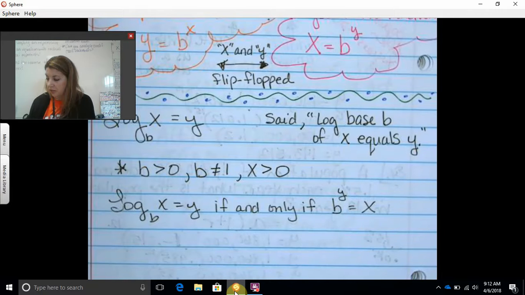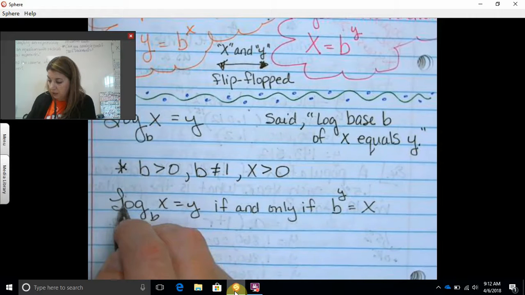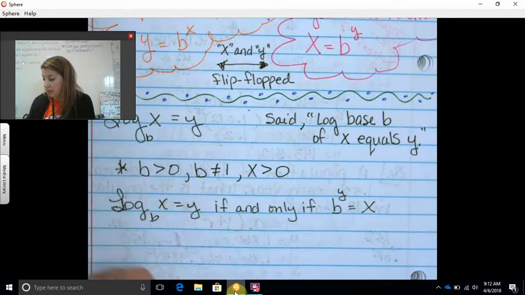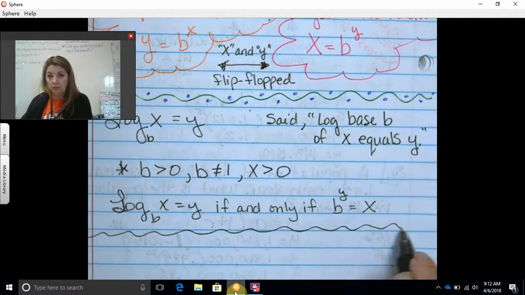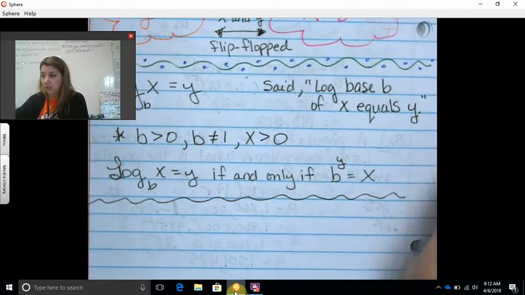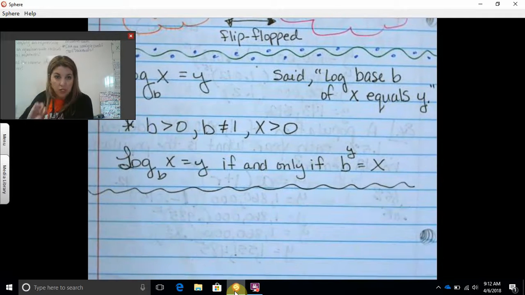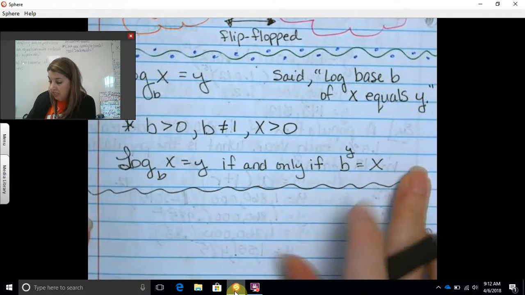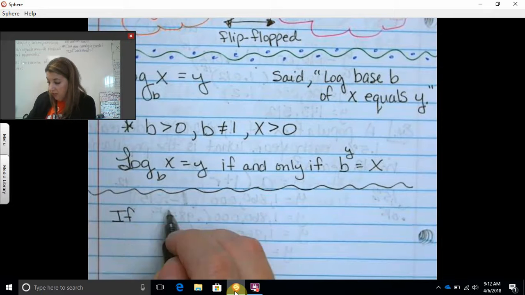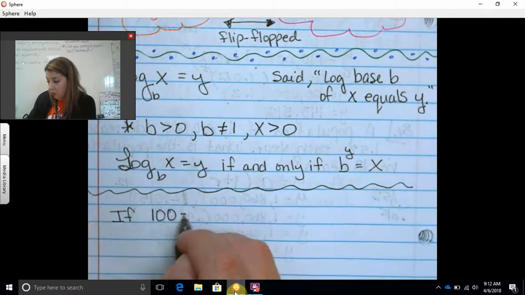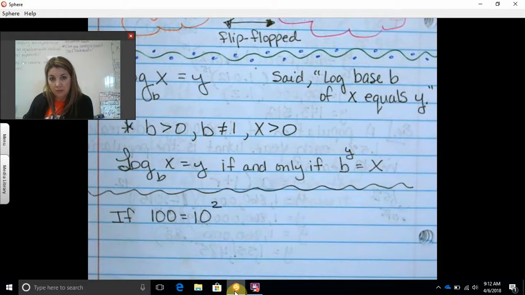So I know that looks kind of crazy right now, like what in the world are we getting into? But really, I like logarithms. They're not that difficult, and they're pretty helpful. So what I mean by this is, if 100 equals 10 squared, is that true? Yeah, 10 squared is 100, right? So that would be like an exponential function.